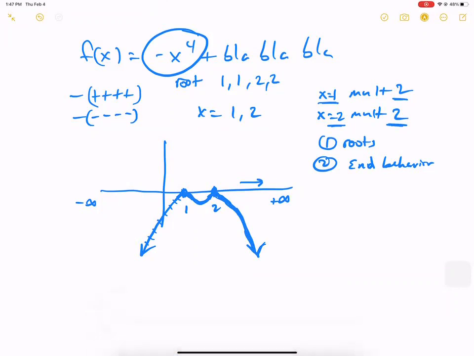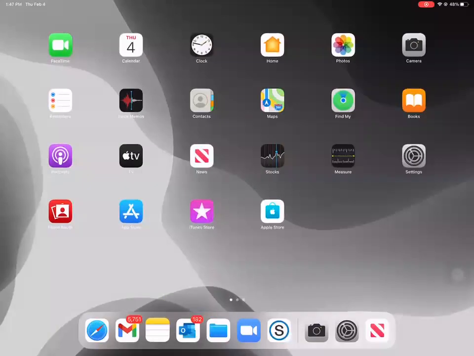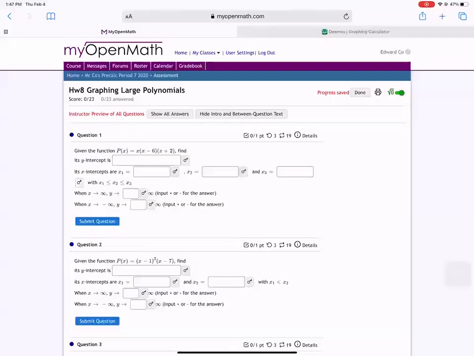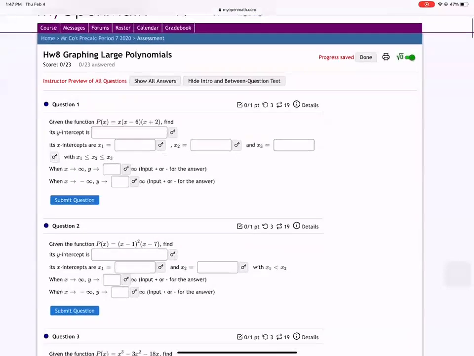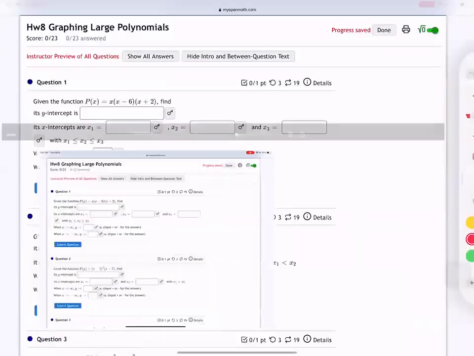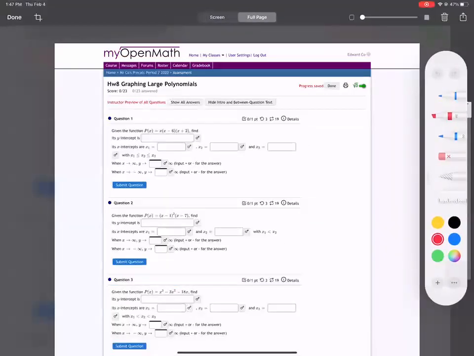Okay, so I'm going to go through your My Open Math questions now, real quickly, so you guys can see what we're looking at. So let me pause this. Okay, here's a My Open Math class that you guys are going to be working on. And let me go ahead and just, so you guys can see it.